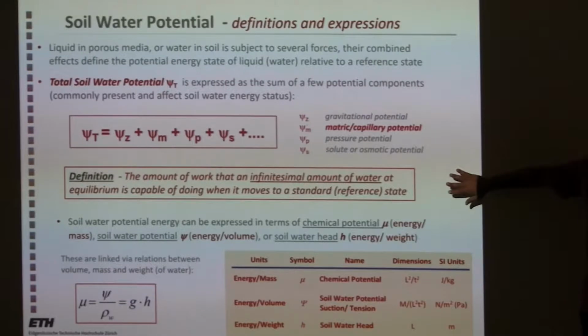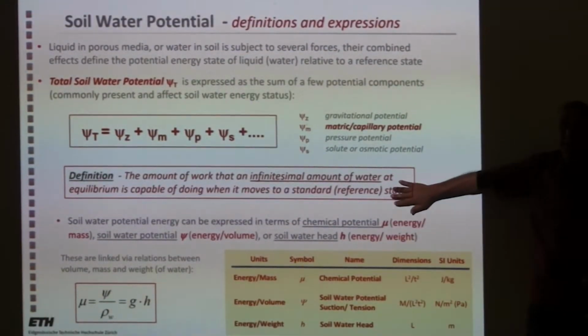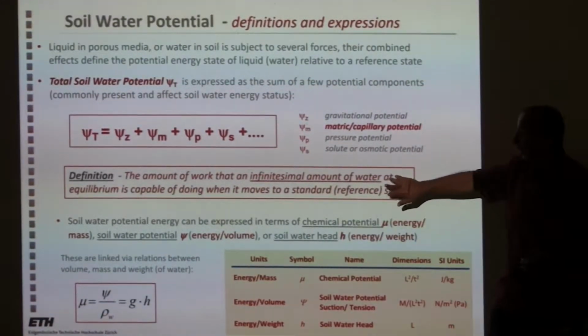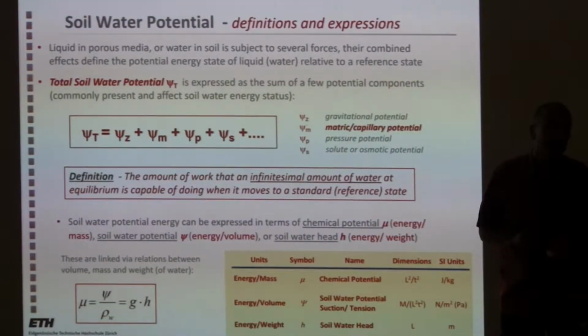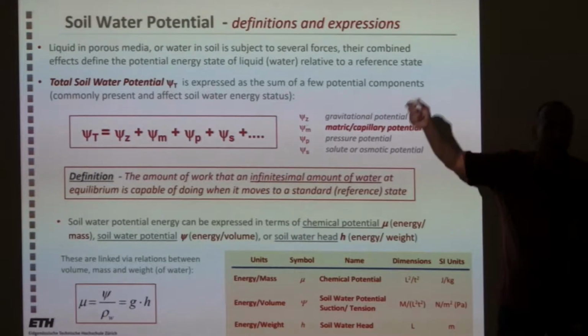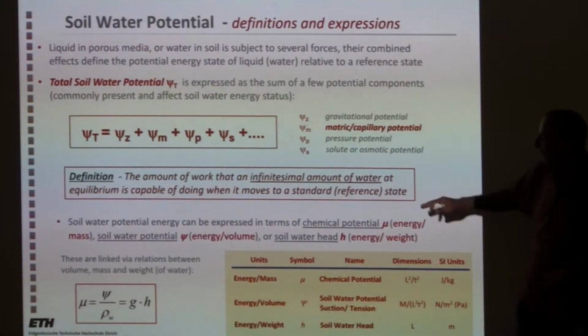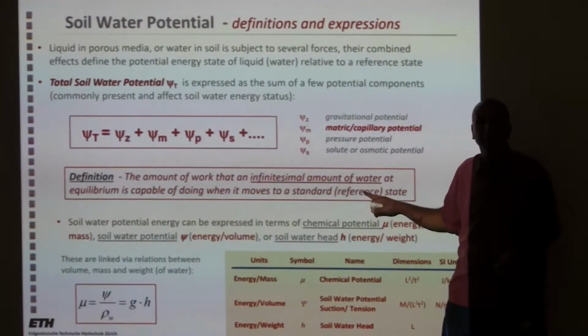So that's basically the formal definition: the amount of work that an infinitesimal amount of water at equilibrium is capable of doing when it moves to a standard reference. So basically, if you bring a bucket of water to the top of a hill, you can generate electricity if you let it run downhill. Notice here that we were careful not to define what this amount is.